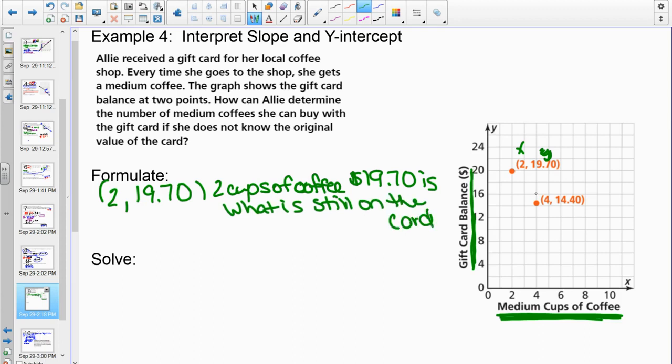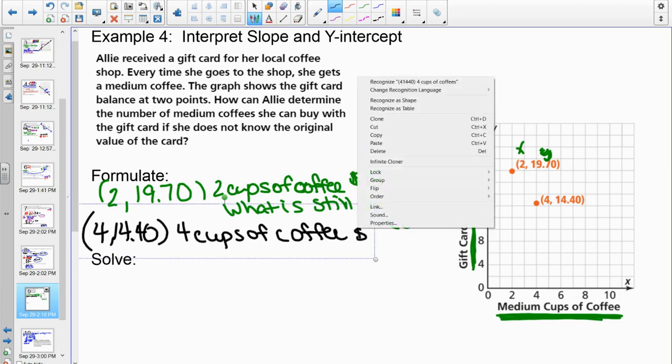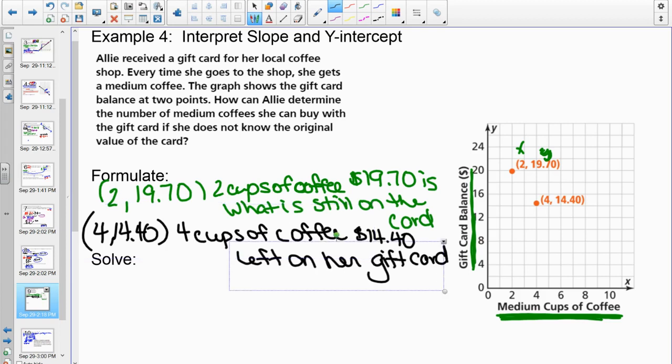The other point I know will be the exact same thing, because it's the exact same x and y axes. So I get the point (4, 14.40). Now I know that when she has bought 4 cups of coffee, she is going to have only $14.40 left on her gift card. Okay, so that's what I know.